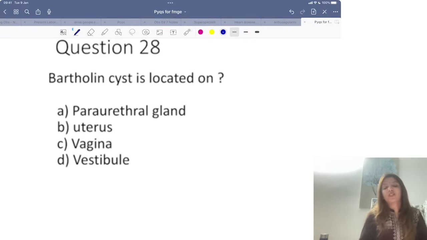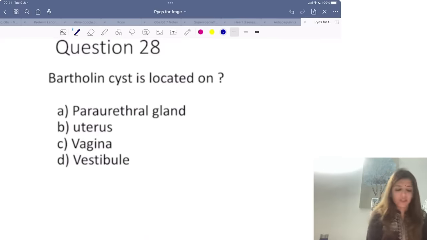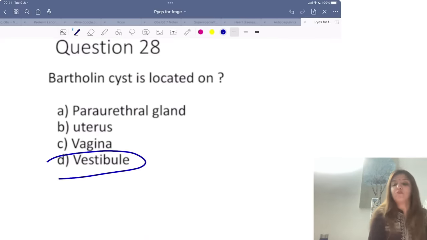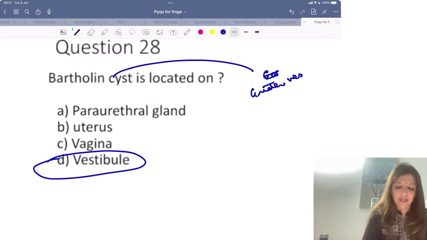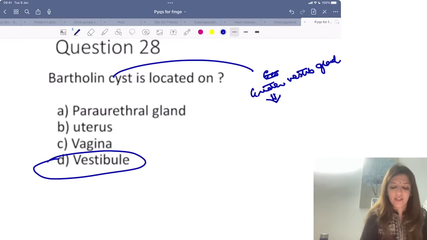Bartholin cyst is located in the vestibule, right? What is the other name for Bartholin gland? Greater vestibular gland. Greater vestibular gland or Bartholin gland is homologous to Cowper's gland.